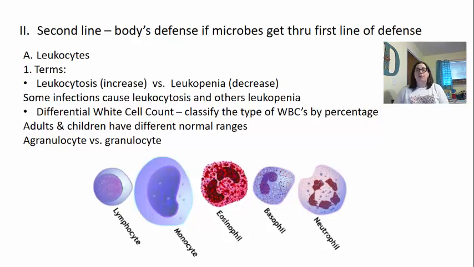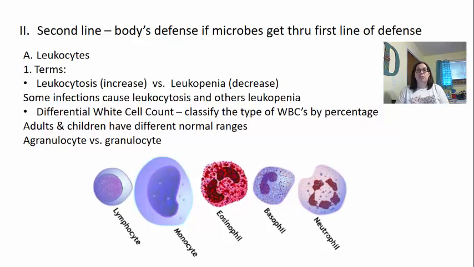If this line's able to create more white blood cells to fight the infection, you have leukocytosis. On the other hand, if these cells are the ones that are hurt by the invader, it's going to cause leukopenia. The way we determine this white blood cell count is through what we call a differential white cell count. This is where we can classify the different types of white blood cells by their percentage.